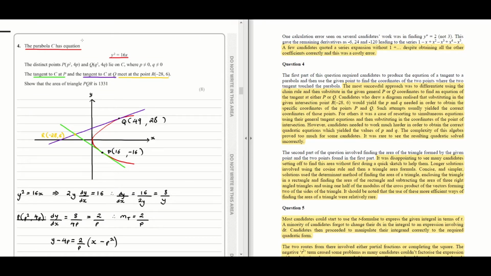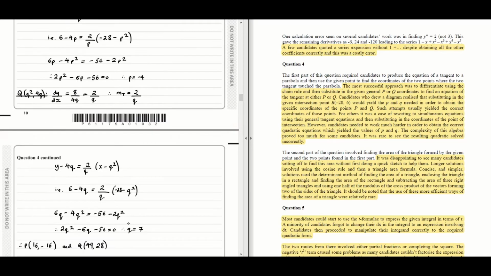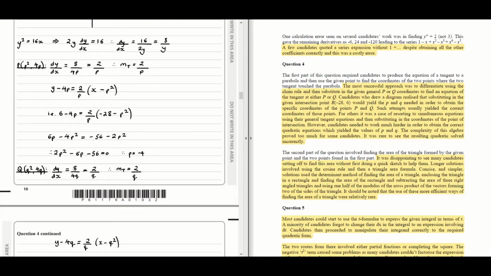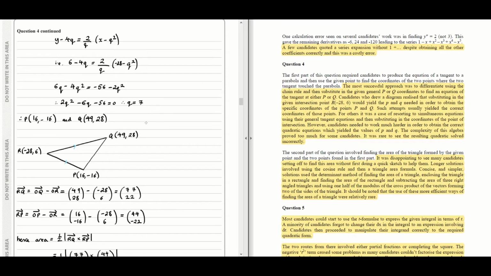Question 4, this was considering parabolas and then finding areas of triangles given coordinates. The most successful approach was to differentiate using the chain rule, so that's over here. I used implicit differentiation, and then substituted into the given general P or Q coordinates, so that's what we did over here, and you'd find that P and Q were exactly the same things except with different variables used. If you did that, you normally got the correct answer up to here at least, finding the coordinates of P and Q.